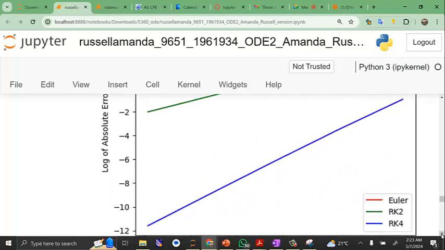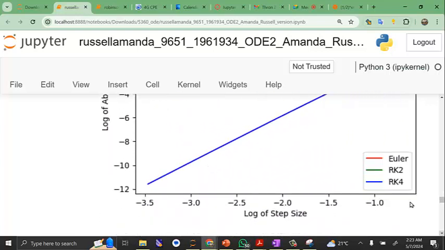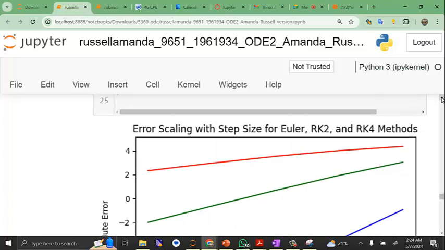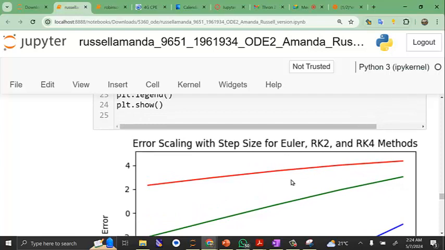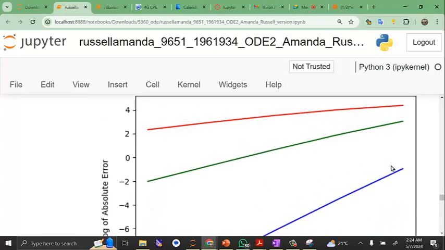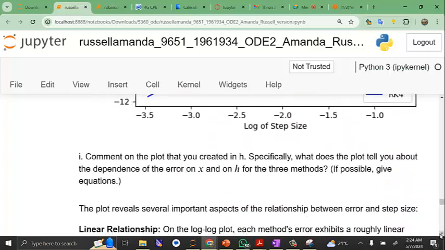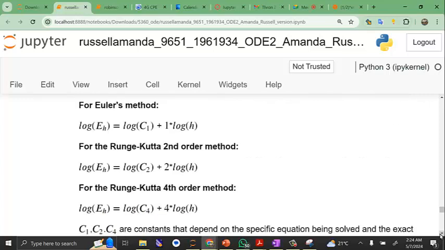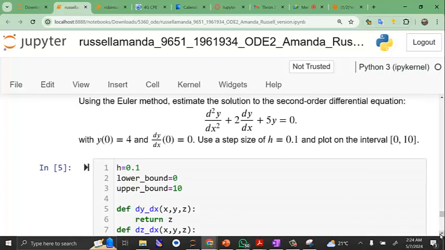So now this is showing the error at the final time. So this curve looks very familiar. I think if you find these different slopes, you'll find out RK2 is second order, RK4 is fourth order. So the same type of information comes from these plots that we found for integration.